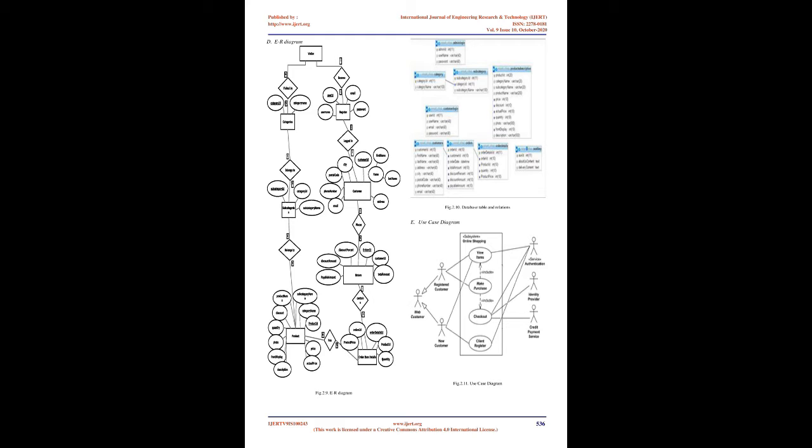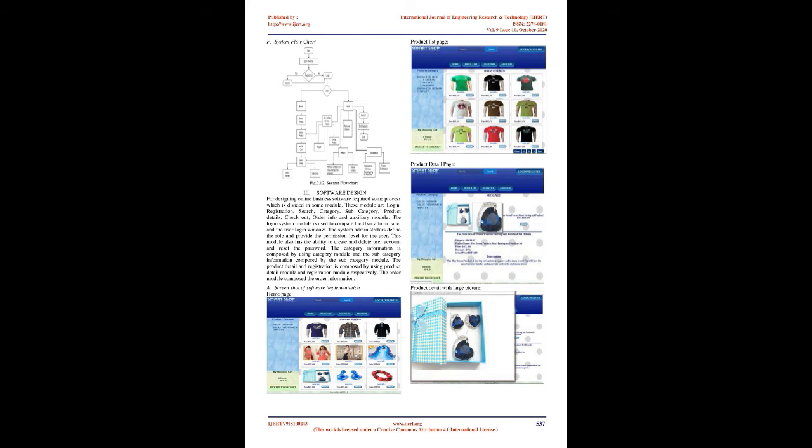A screenshot of the software implementation. Home page. Product list page. Product detail page. Product detail with large picture. Login page. Registration page. Shopping cart page. About us page. Shipping and delivery page. Checkout pages. Login page. Admin home page. Add category page. Add subcategory page. Add products page. Auxiliary module. Registration module. Add user page. Edit admin user page. List of orders page. View product page.